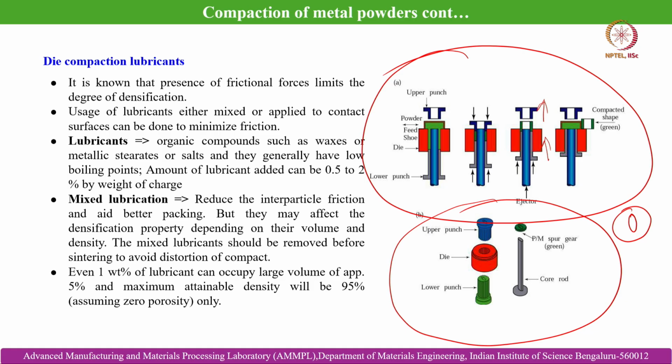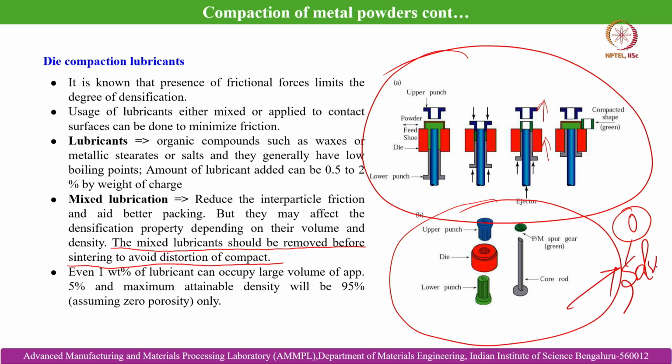It reduces interparticle friction and aids in better packing. They also affect the densification property depending on their volume and density. The mixed lubricants are removed before sintering. This stage is called debinding. Debinding can be achieved by two means. Number one is solvent debinding.